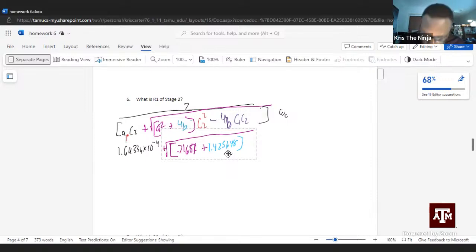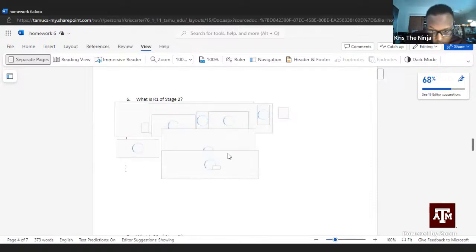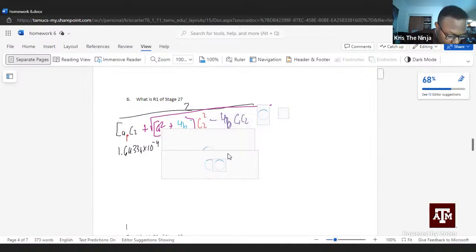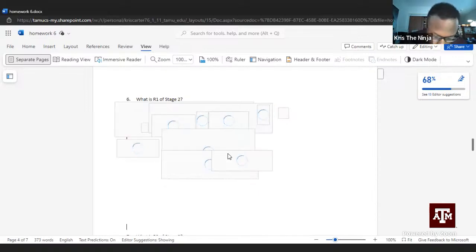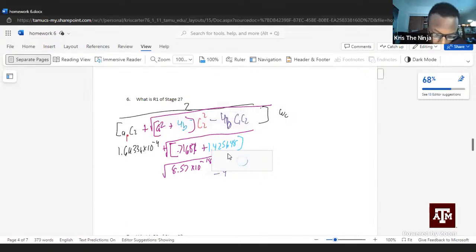Subtract, well, let me do this. 4 times B times C, that gives us minus 5.703 times 10 to the minus 18th. So then subtract that from this, gives us square root of 2.88747 times 10 to the minus 18th.